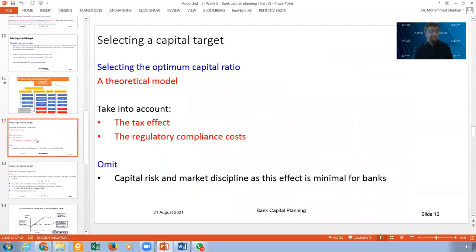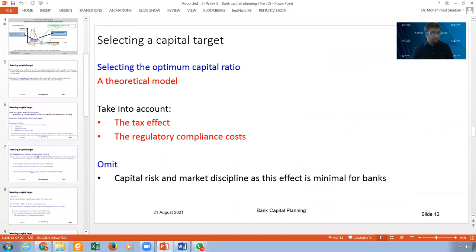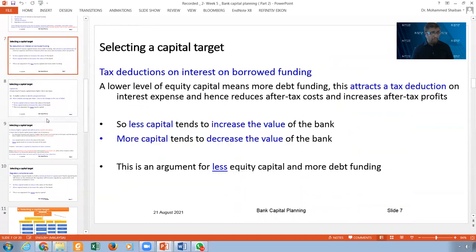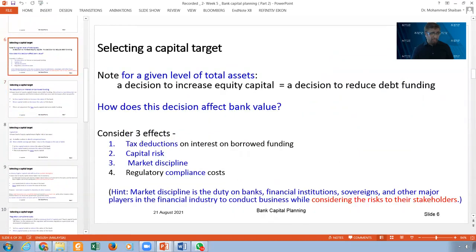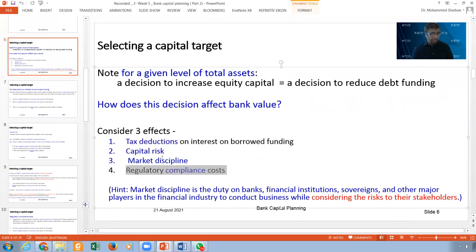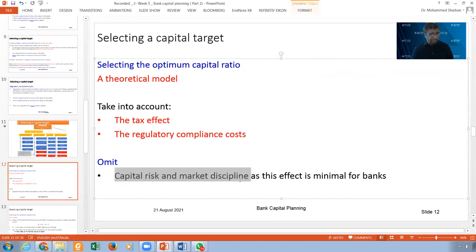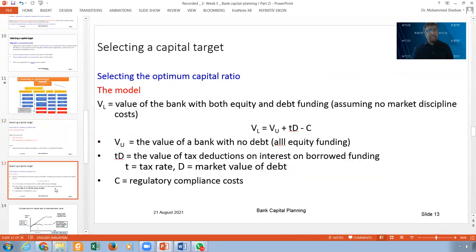Now, having said that, we are left with two factors out of the four factors we talked about: tax deduction and regulatory compliance. Capital risk and market discipline are already omitted. So in this case, I can develop my model.